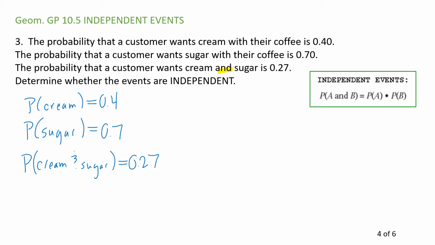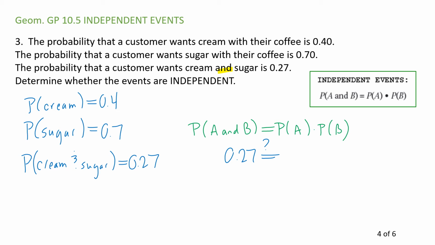And then I want to test to see if these are independent. I guess the first question would be, do they seem independent? Does it seem like somebody comes in, they say they want sugar, are they more or less likely? Does it somehow influence the probability that they also want cream? I personally think that they probably are not independent. Meaning I think that if you want sugar, you're probably also the type that likely drinks cream also.